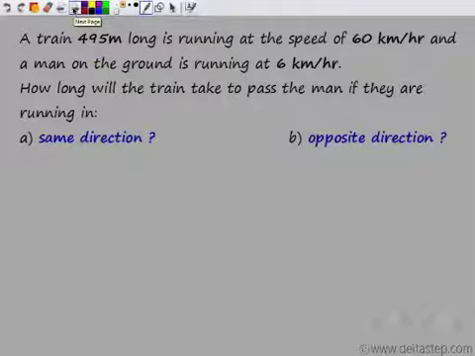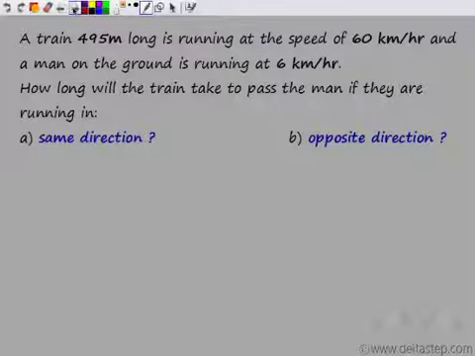We know that a train is running at the speed of 60 kilometers per hour. The train is 495 meters long. And there's a man who is running on the ground at the speed of 6 kilometers per hour. Now, how long will the train take to actually pass this man when both of them are running in the same direction, and second, when both of them are running in opposite directions?